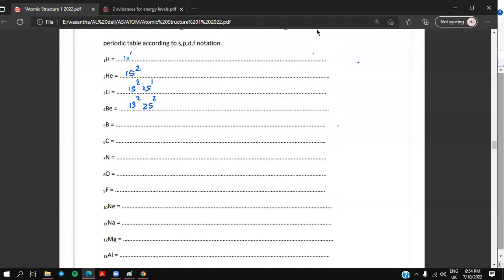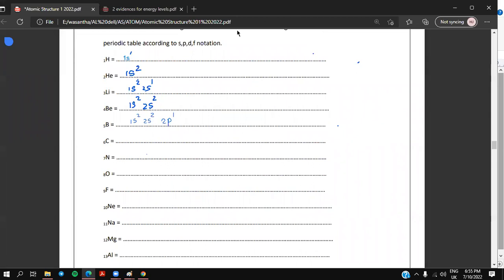Boron has 5 electrons. 1s2. Afterwards comes 2s. 2s also can have 2 electrons. From 5 electrons, 4 electrons have been used. After 2s, from the chart, we can get 2p. 2p, 1 electron. Boron configuration is 1s2, 2s2, 2p1.